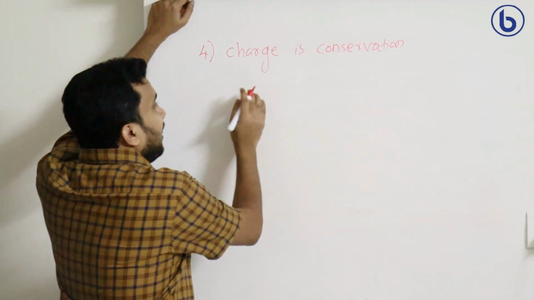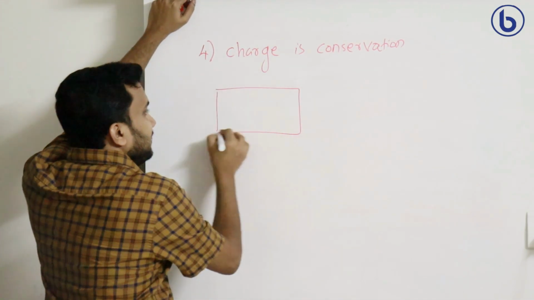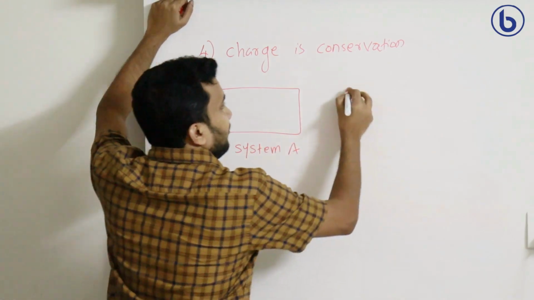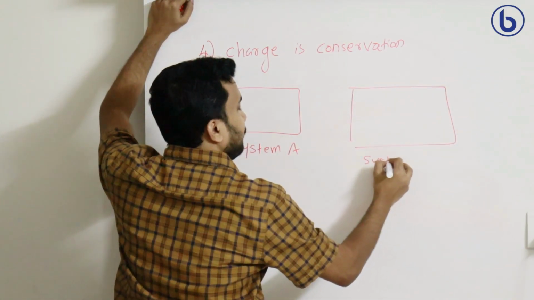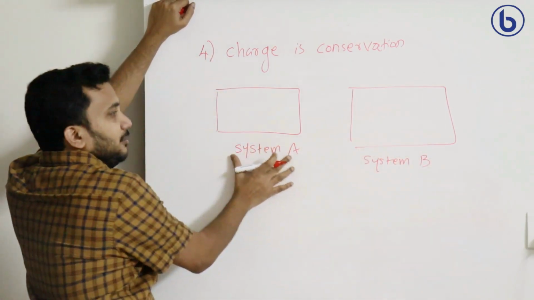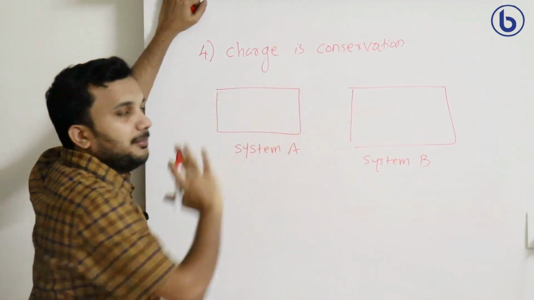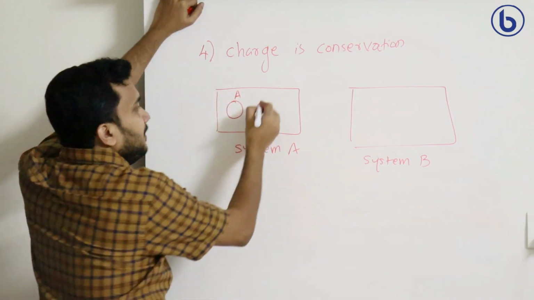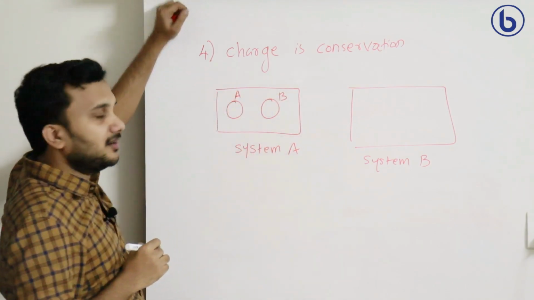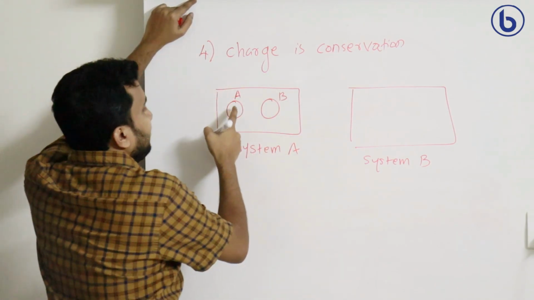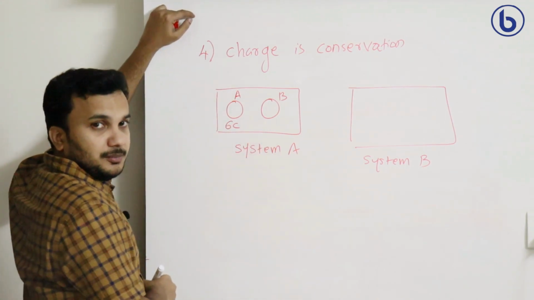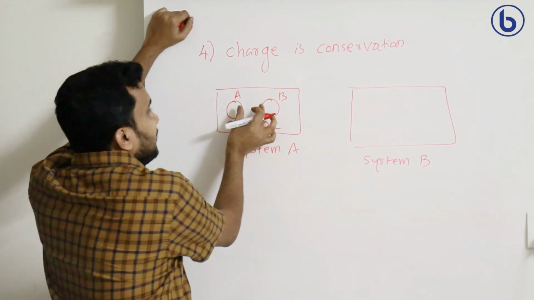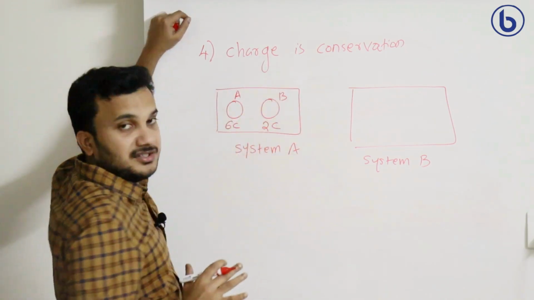For example, I have one system, which I call system A, and I have system B. So I have 2 systems. This is before some incident happens, and this is after. Here I have a body called A and a body called B, two particles in the system. As in the previous example, this particle has 6 coulomb charge and this particle has 2 coulomb charge. This is the initial condition.